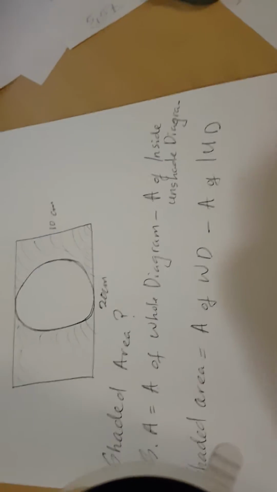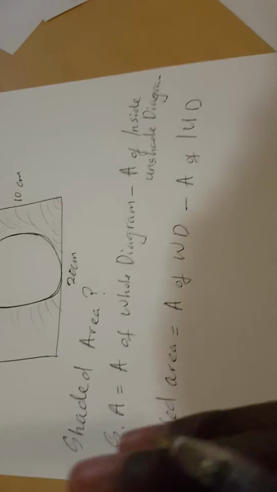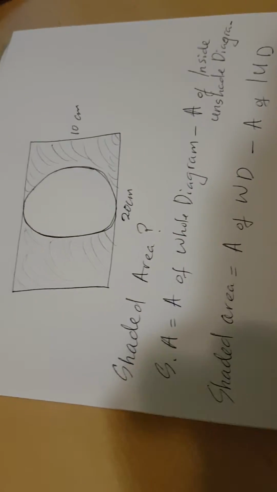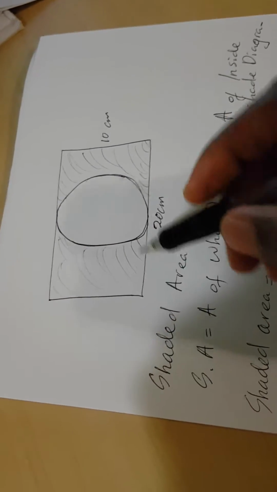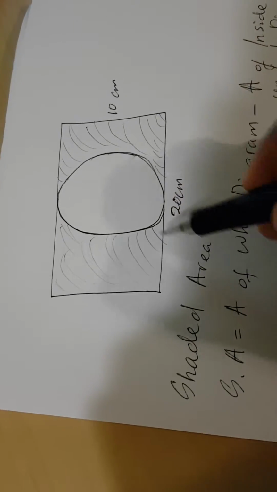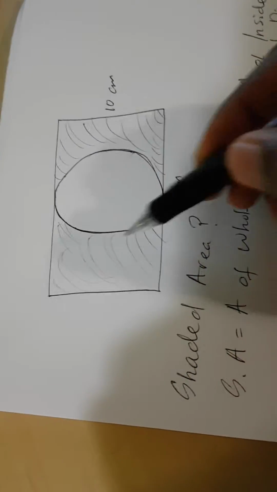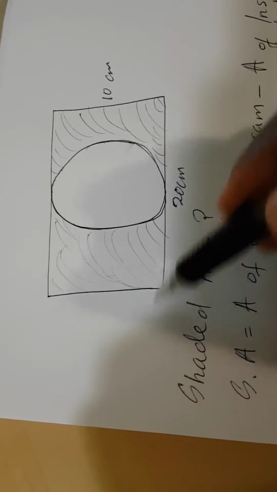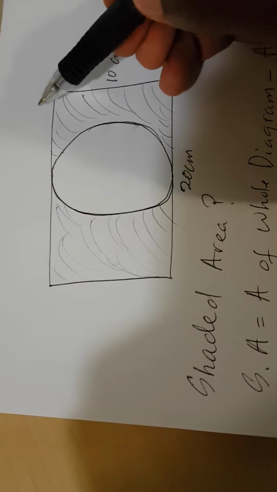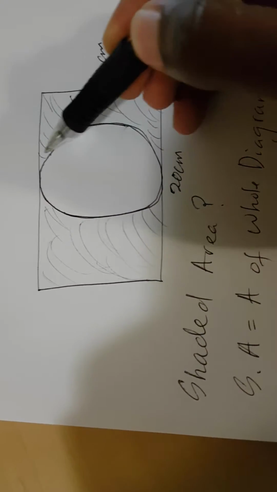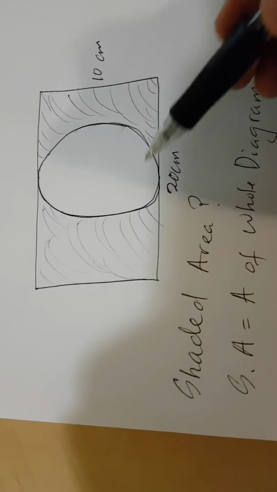Let's move to this question here. Okay, this question is about the area of the shaded region. Calculate the shaded area. The place which is shaded is this one, okay? And then we have a rectangle which has absorbed the unshaded circle.